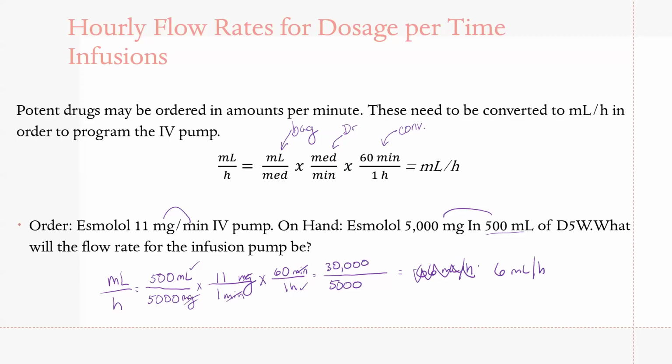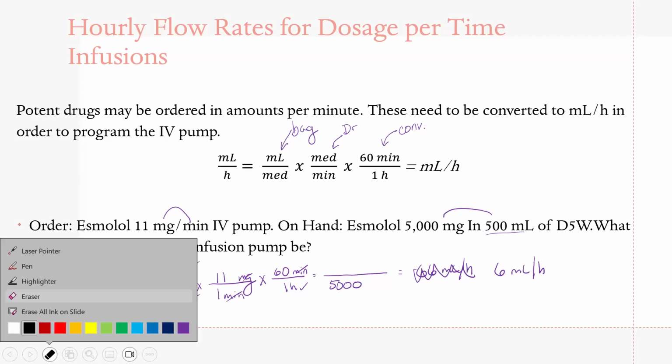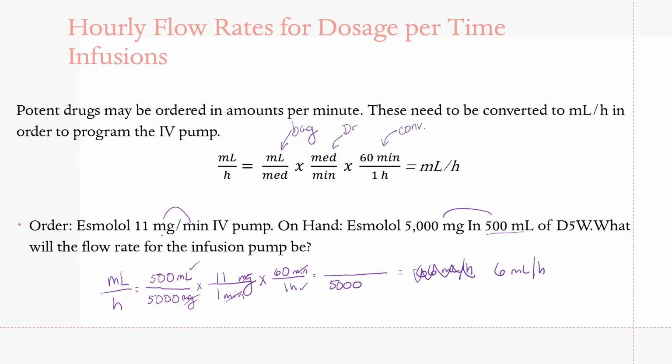Let me double check one more time. Oh no, I did get 66. What did I miss? Oh, I forgot to multiply by my 11. Apologies. I know what I did wrong. The top number is wrong. My apologies. We'll fix that real quick. I forgot to multiply with that 11. So let's double check, 500 times 11 times 60. Yep, that was where I went off. So I got 330,000.